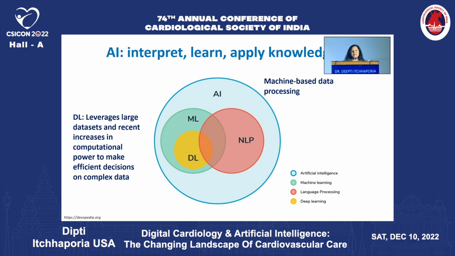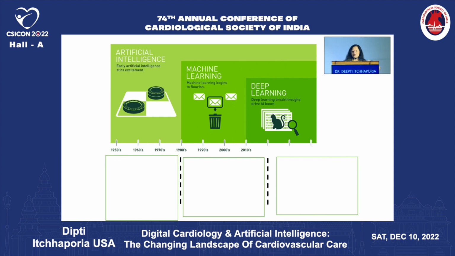Now, artificial intelligence, just to put it into perspective, is a large bucket. Within artificial intelligence, you have machine learning, you have DL, which is deep learning, and then you have natural language processing. All of that encompasses artificial intelligence. What it really does is leverage those large data sets and increased computational power to make efficient decisions on complex decisions. And then the machine learning data processing is what helps.